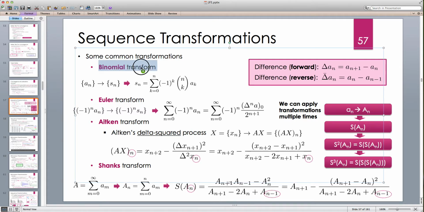And we said that the binomial transformation takes the sequence A and converts it into a series S, a partial sum from 0 to n of (-1)^k (n choose k) ak. And then we said that for the Euler transform, if we have a sequence that has an alternating sign, (-1)^n an, Euler transforms it to (-1)^n Sn, where Sn is basically the nth difference of A calculated at index 0 divided by 2^(n+1).